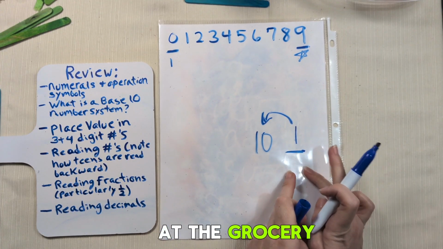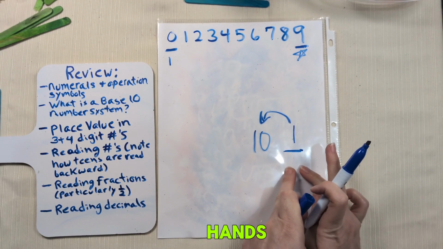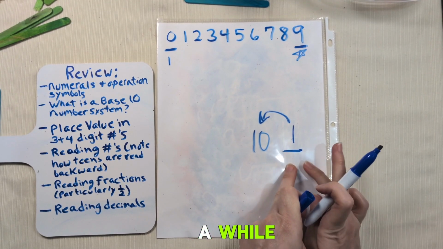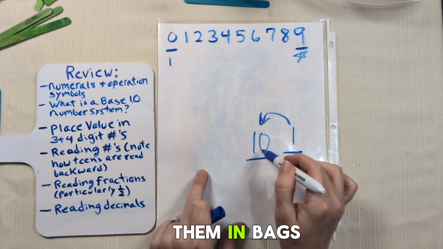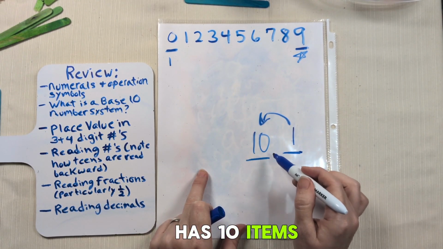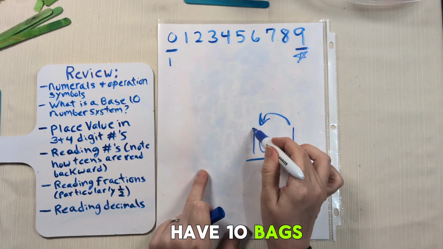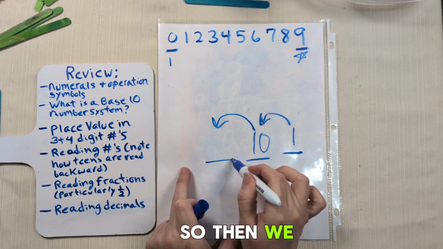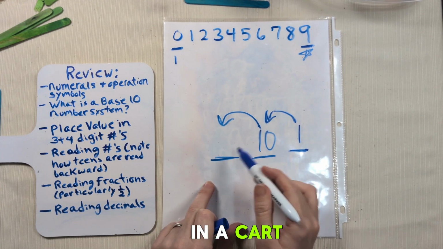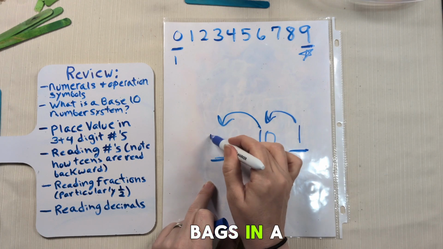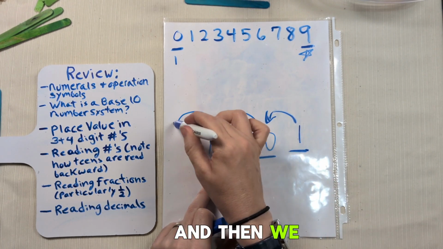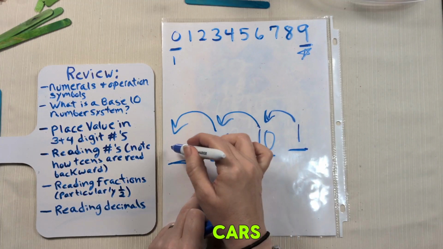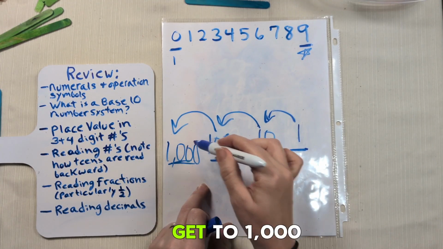Like if we're at the grocery store, we can handle a lot of things in our hands, but then after a while, we need to start carrying them in bags. So then we can start carrying them in bags that each bag has 10 items in it, but then we have 10 bags and that gets to be too much. So then we start carrying them in a cart, and maybe there'd be 10 bags in a cart, and that would get us up to 100, and then we start needing to put them in cars, right? And that's where we might get to 1,000.